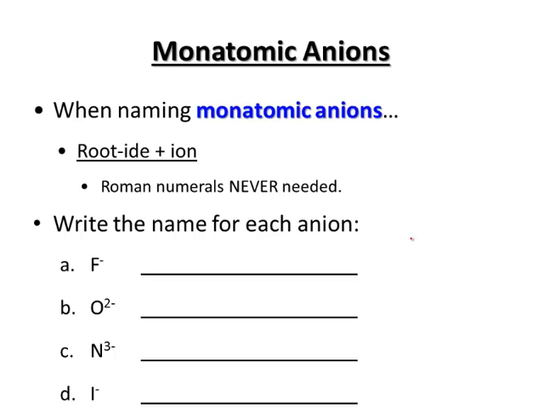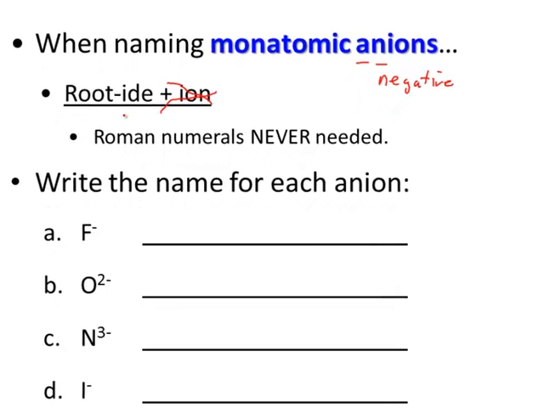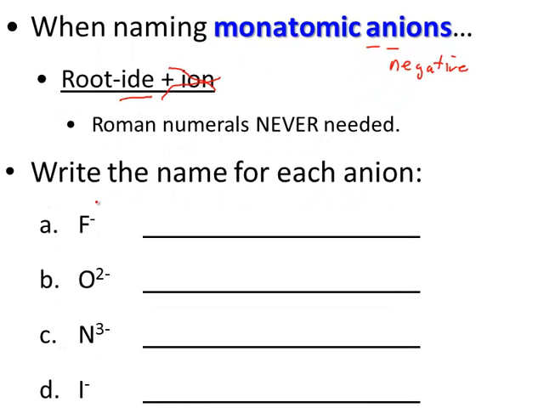Now just the opposite, anions. Remember, anions, a negative ion. So when it comes to them, we're actually going to change it up just a little bit. It's the root of the element plus IDE. We don't actually need to include the ion. By putting IDE there, it automatically tells us that we have an ion. Roman numerals are never needed for our anions.